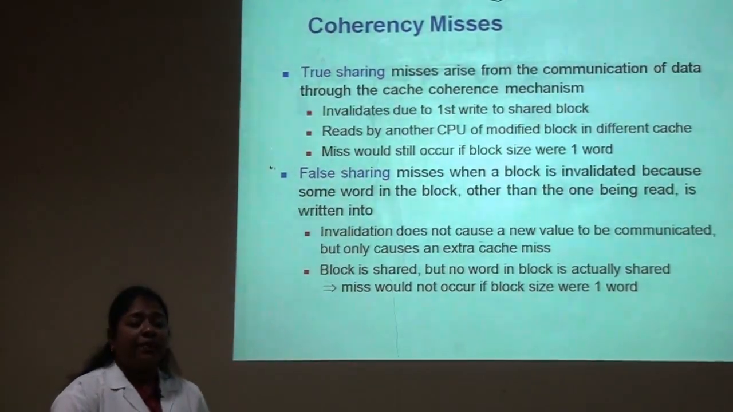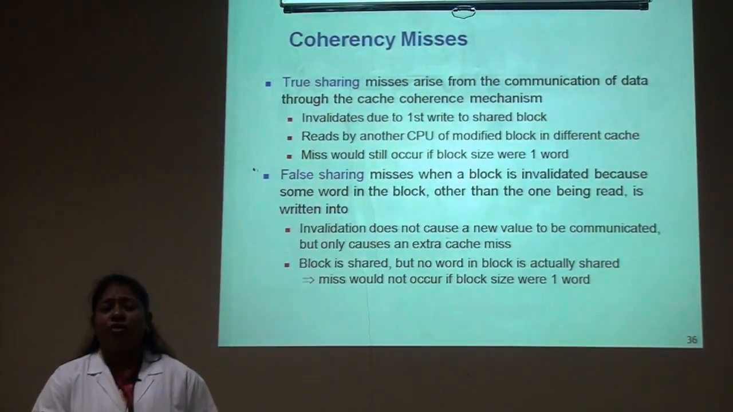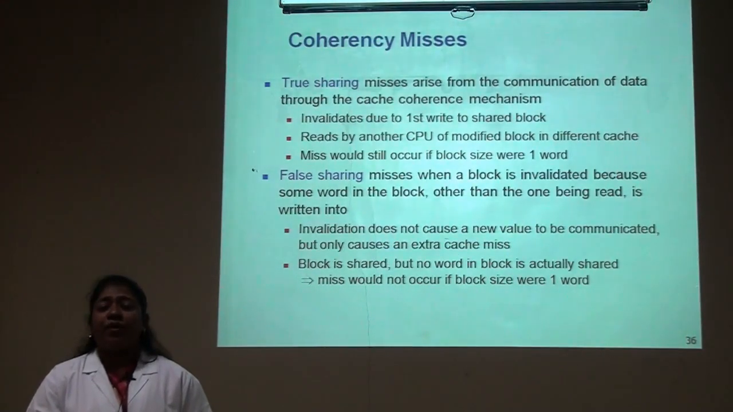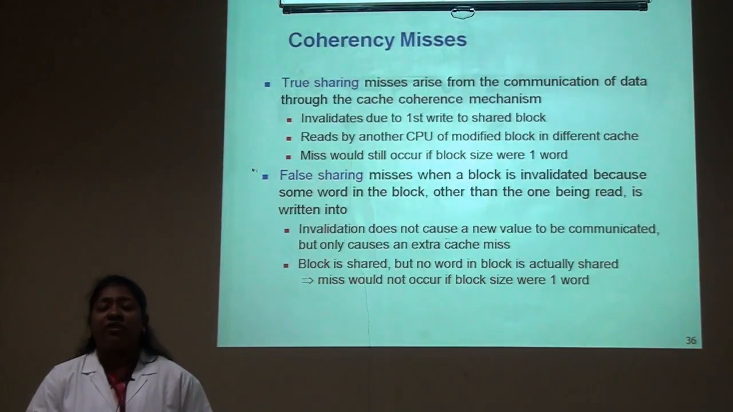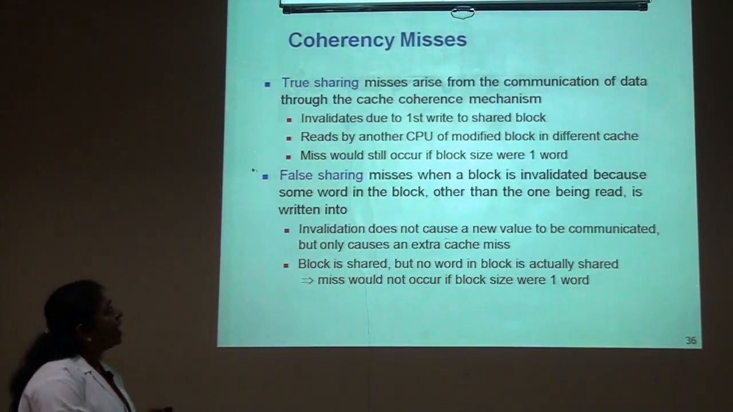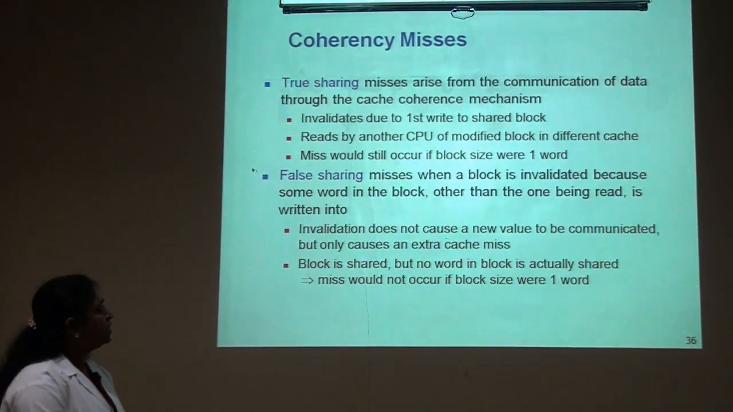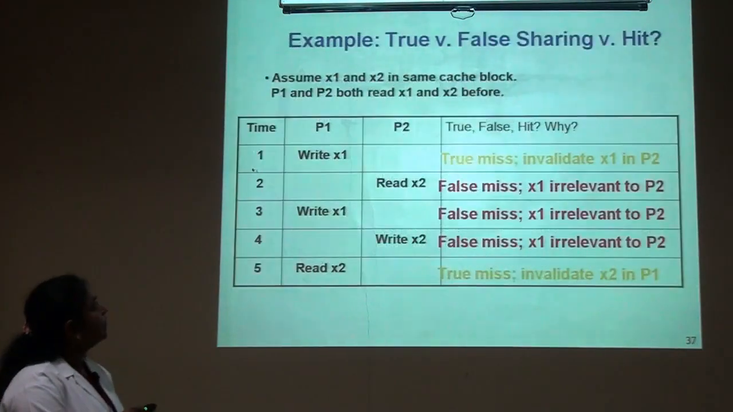Suppose P1 and P2 use the data x1 and x2. If P1 accesses the x1 data and P2 accesses x2 data, and a miss occurs in P1, we can say there is a true sharing miss. If P1 cannot use the data x2, then it's a false sharing miss. Through the communications we can get the true sharing misses, and through the invalidations we can get the false sharing misses.